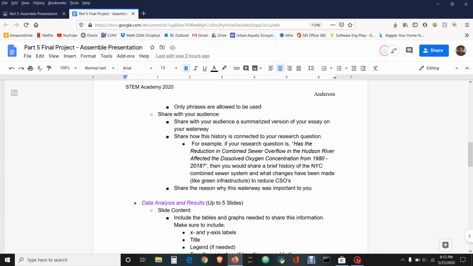And then a couple of the ways that that is being reduced. And I give an example, of course, like green infrastructure. That's just an example, just to kind of get you thinking.